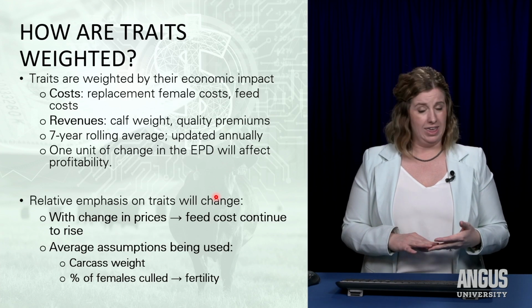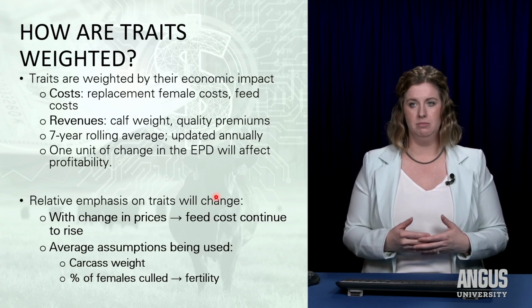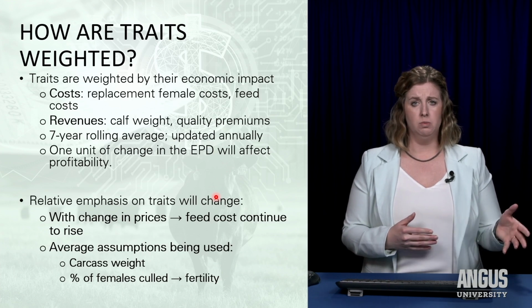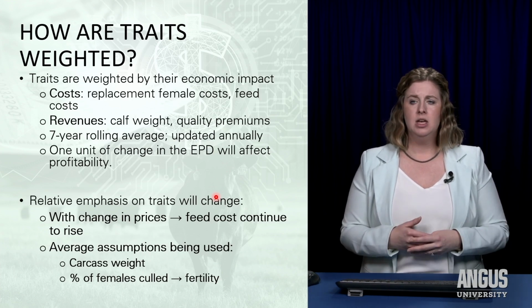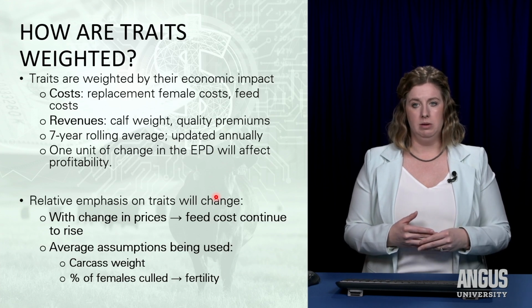Revenues, things like calf weight. Obviously, we all still get paid on pounds, and so calf weight is a big one that we use across both our maternal and terminal indexes to predict the revenues across our operations, as well as quality premiums.